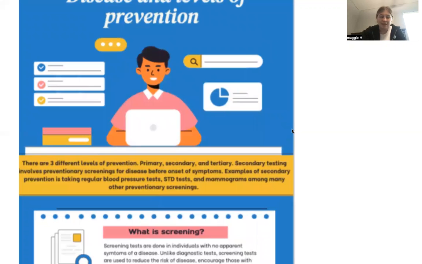So, like I said, it involves preventionary screenings for disease before the onset of symptoms. An example of a secondary prevention test or screening would be blood pressure tests, an STD test, mammograms, and there are a multitude of other ones.